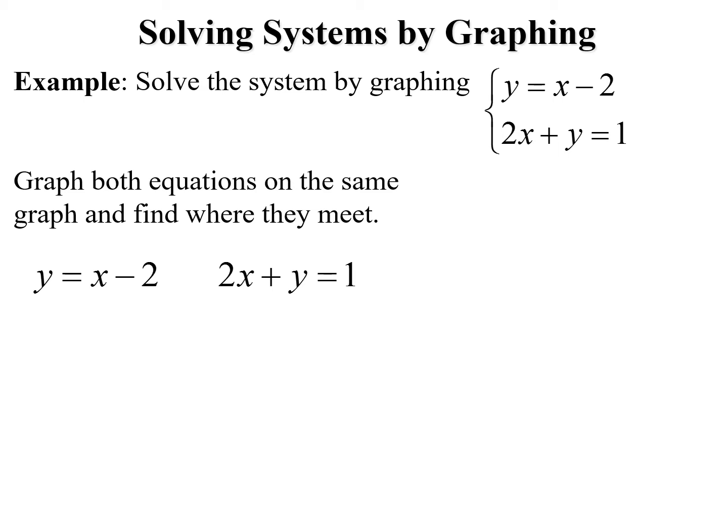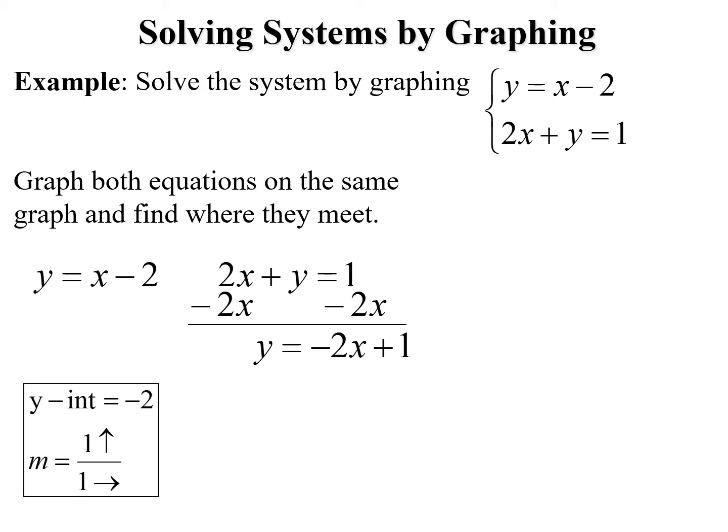So to graph y equals x minus 2 and 2x plus y equals 1, we want to make sure that both of them are in slope-intercept form because that makes it a little bit easier to graph. The first equation, y equals x minus 2, is in slope-intercept form, where our slope is equal to 1 and our y-intercept is equal to negative 2. So let's take a look at 2x plus y equals 1. To get it into slope-intercept form, I want to get y by itself, so I'm going to subtract 2x from both sides, and I get y equals negative 2x plus 1.